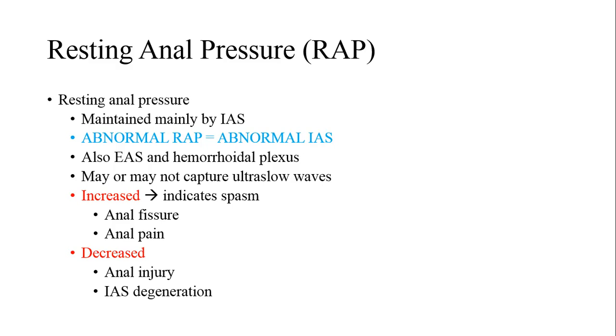The increase in the resting anal pressure indicates spasm. It tends to happen with anal fissure and also anal pain. However, a decrease in the RAP, the resting anal pressure, may happen with, for example, anal injury, either trauma or post-surgery, or in some situations, internal anal sphincter degeneration, for example, in multiparous ladies.